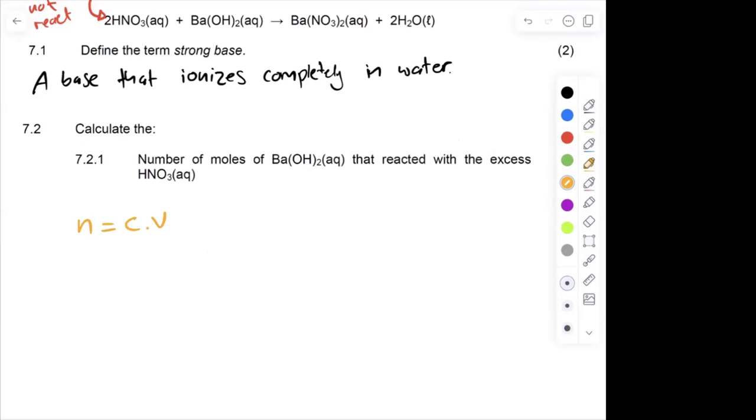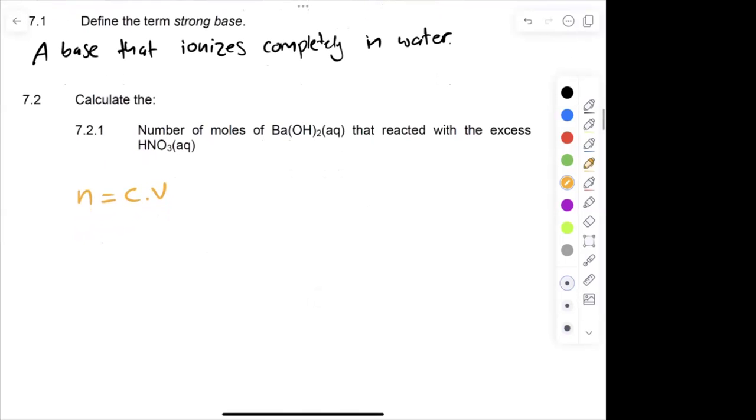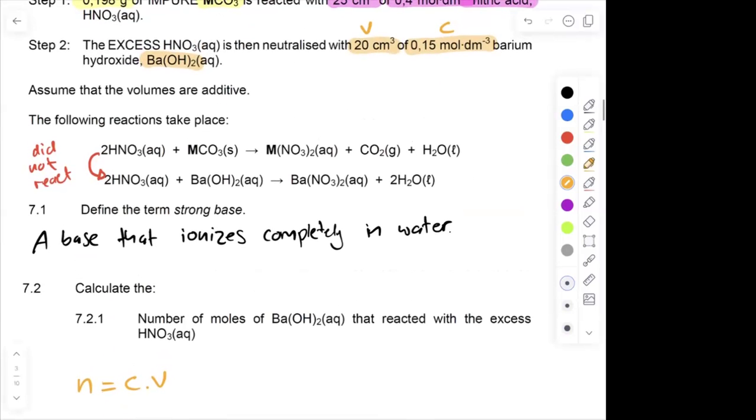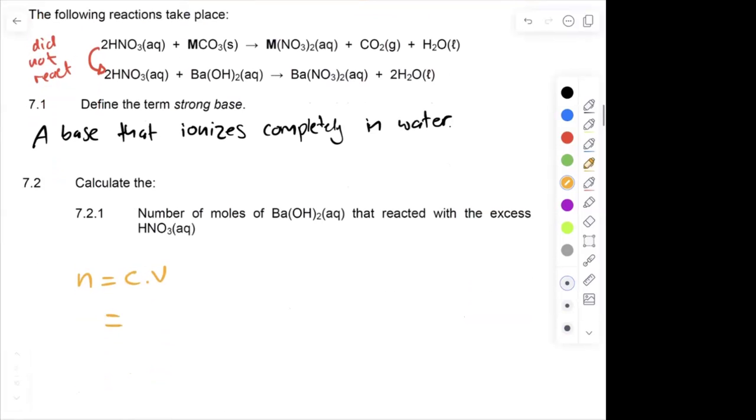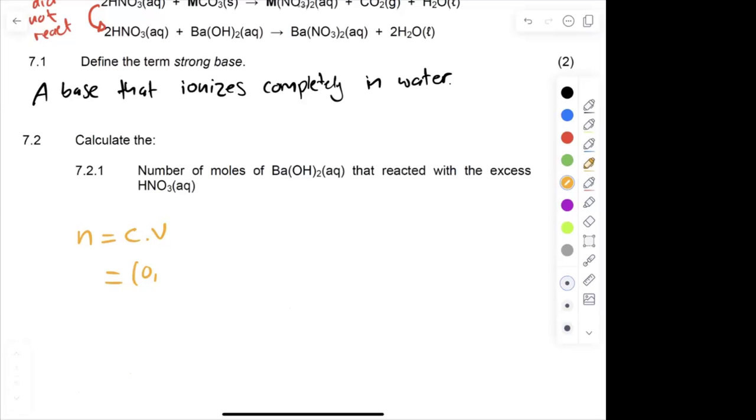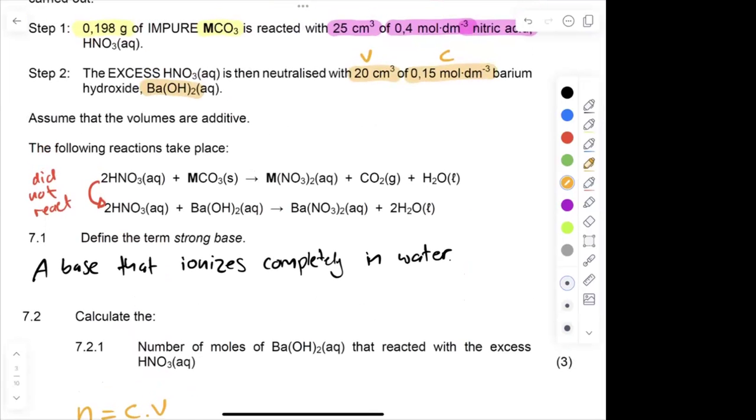Okay. So number of moles of barium hydroxide that reacted with excess HNO3. So n is equal to c times V, right? And then when we do that, we can substitute the values in. The concentration was given to us as 0.15 moles per decimeter cubed. So that's going to become 0.15. The volume was given to us as 20 cubic centimeters. Remember, we're dealing with moles per decimeter cubed.